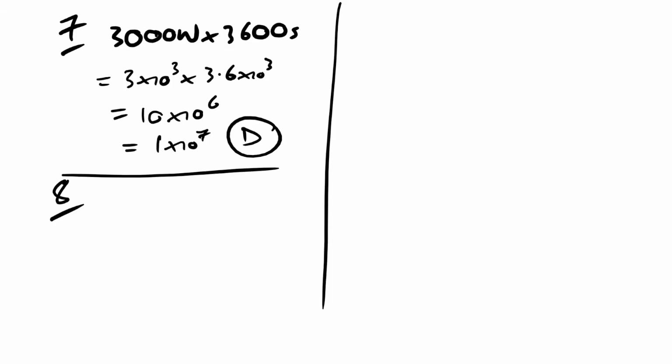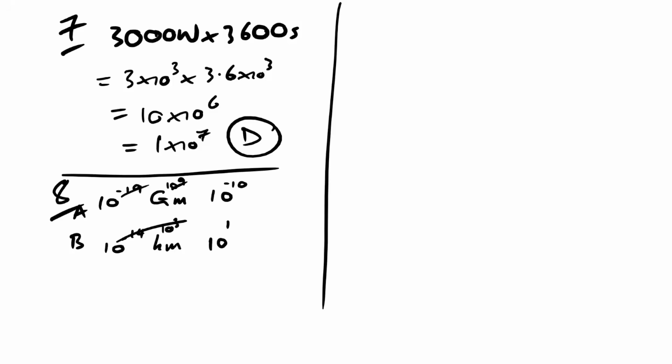Which is the shortest distance? Oh man, 10 to the minus 19 gigameters, but a giga is 10 to the 9, so therefore this ends up being 10 to the minus 10. Okay, so that's A. What about B? 10 to the minus 14 kilometers. Kilometer, of course, is 10 to the 3. So this ends up being 10 to the minus 11 meters. So it's not going to be A.